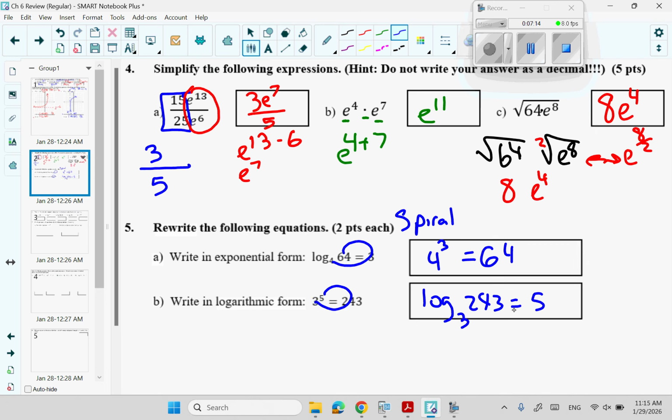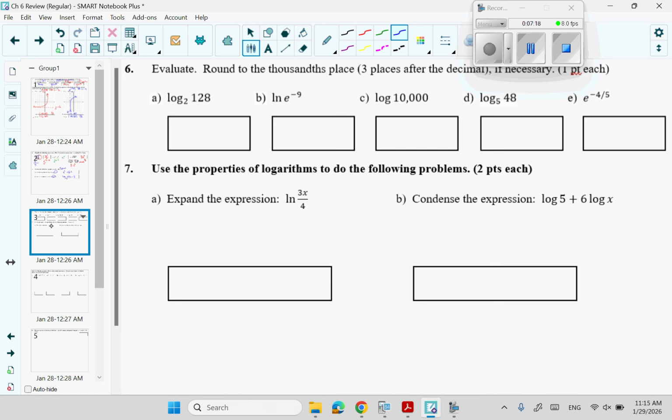Okay. On to page 2 then. Number 6, evaluate, round to the thousandth place, which would be 3 places at the decimal. So when I see evaluate, I'm just going to type them right into the calculator. So log base 2 of 128.